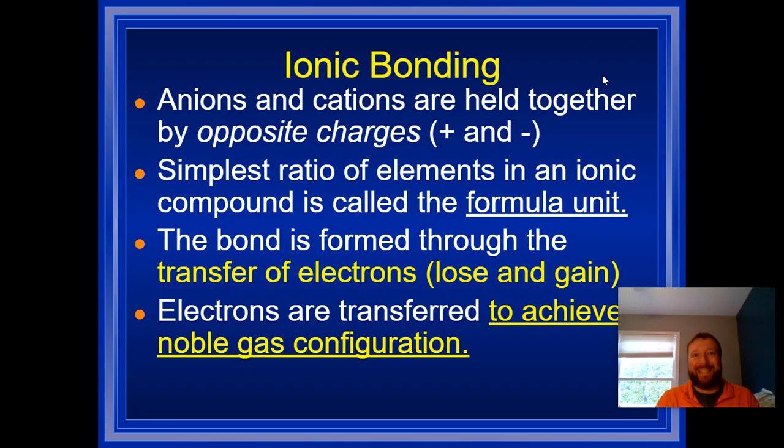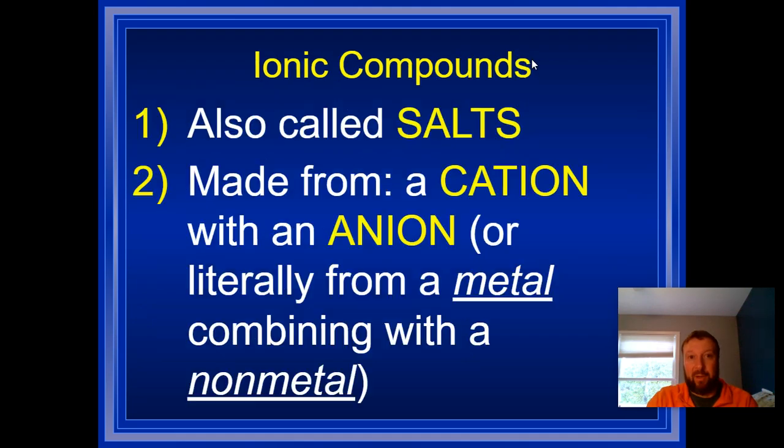But the bonding itself, the reason they stick together, isn't because one gives an electron and one gains electrons, but because of their opposite charges, and opposite charges attract. So when we make an ionic bond and we write a formula, it's the simplest whole number ratio of the atoms that will come together. Both atoms are trying to either lose or gain electrons to achieve noble gas configuration.